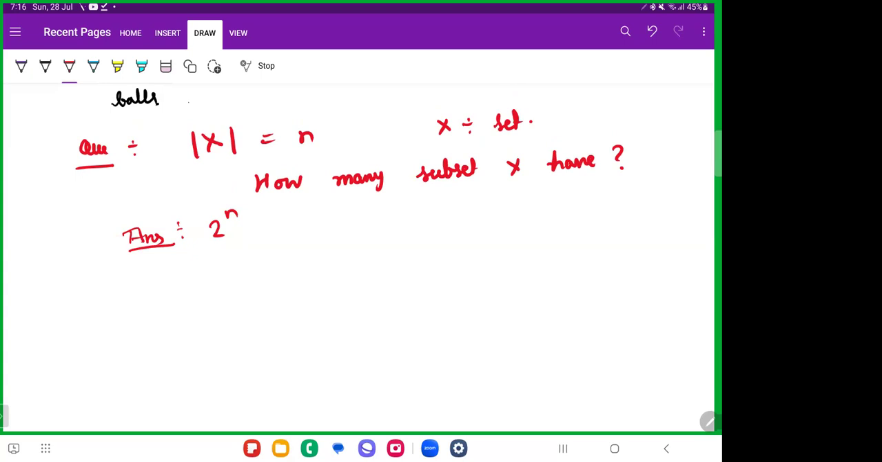Can we use combinatorics in this, or like combination nC1 plus nC2 plus nC3, and we add them? Okay, I got your idea. Right, right. You are correct. Correct.